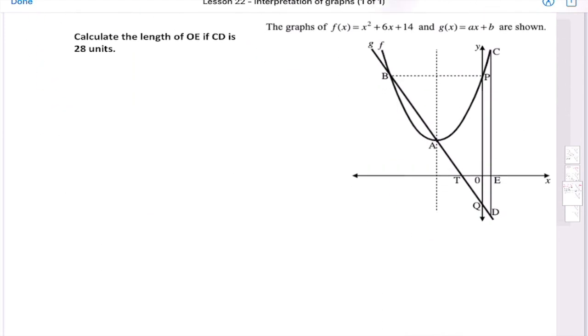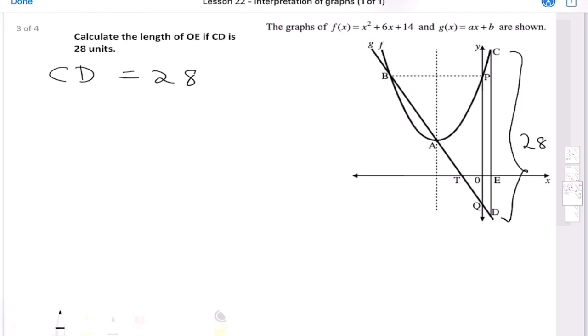Calculate the length of OE, given that CD is equal to 28. Let's make use of that. CD is equal to 28. C is given there, and D. So that whole distance there is 28. And we are looking for the length OE.